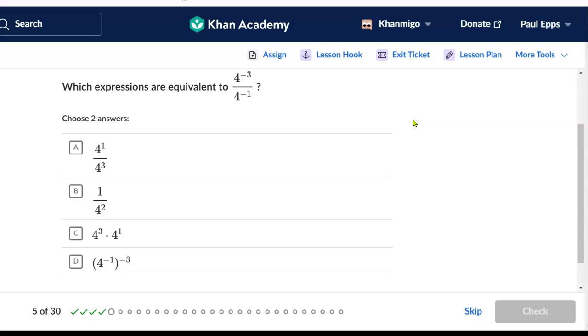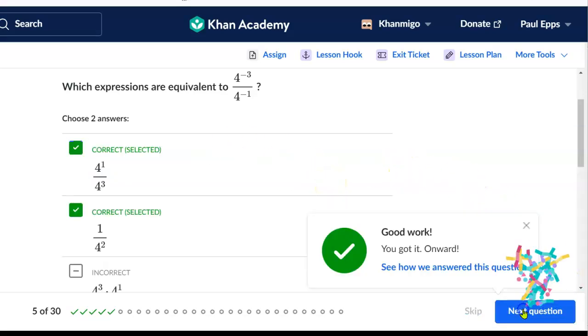Which of these equals 4 to the negative 2? Well, A, if we subtract the exponents, 1 minus 3, that is 4 to the negative 2. This one, 1 over 4 squared, is the same as 4 to the negative 2. So it asks us to choose 2 answers, and those are the 2 answers.